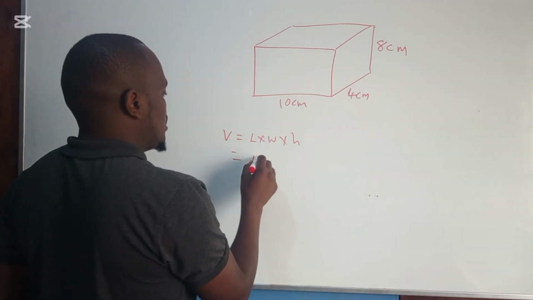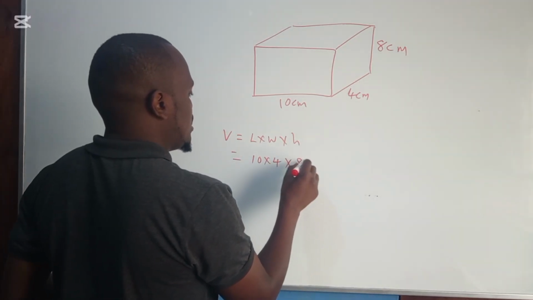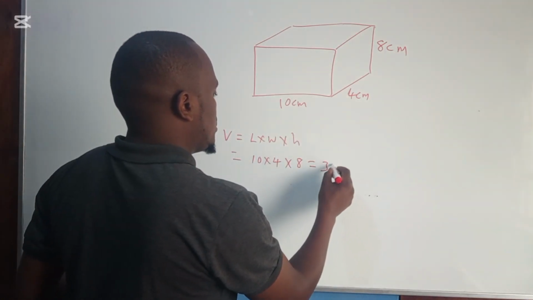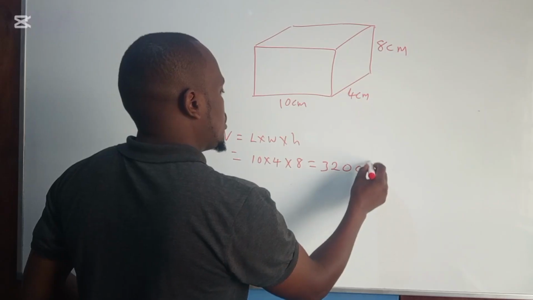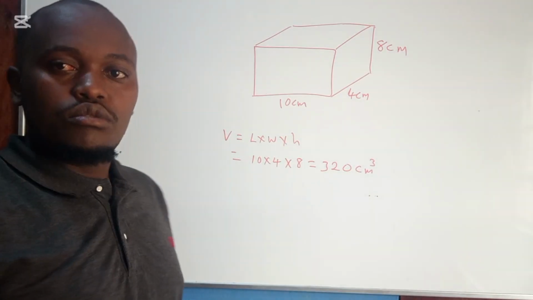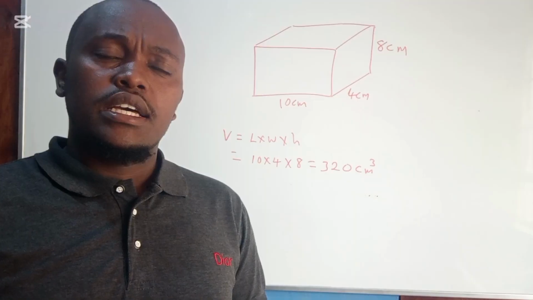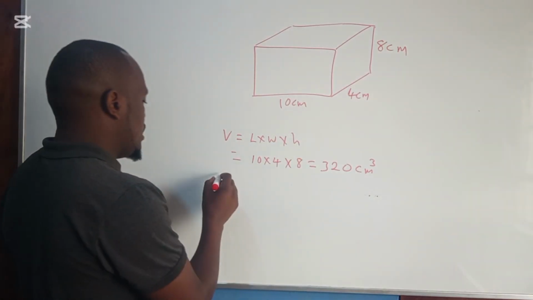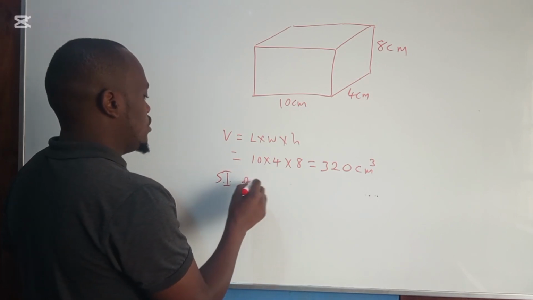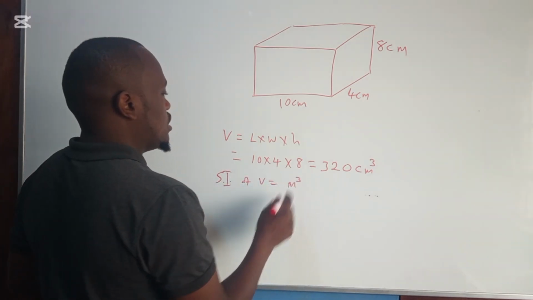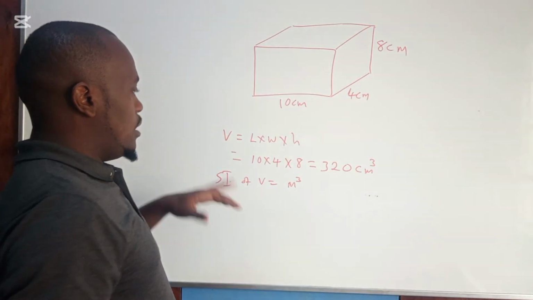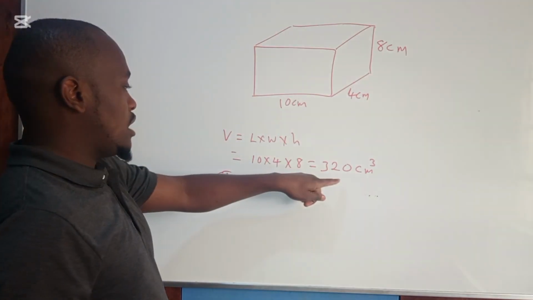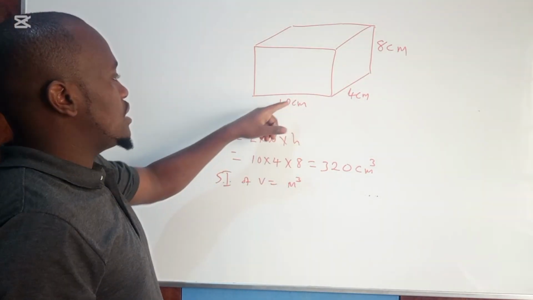So you had 10 times 4 times 8, which is 320 centimeter cubic. And you are also asked to give your answer in standard SI unit. So the SI unit of volume is meter cubic, not centimeter cubic. So you convert this. There are 2 ways you should have done this. You could have done the volume in centimeter cubic and then convert, or you convert this to meters.